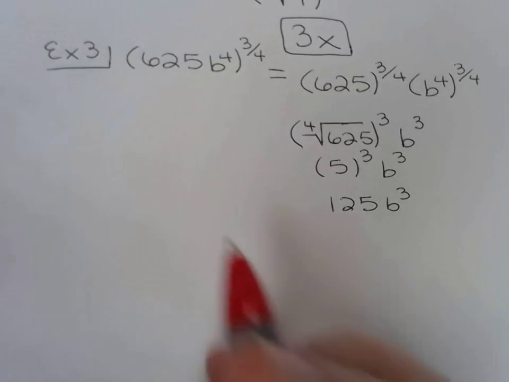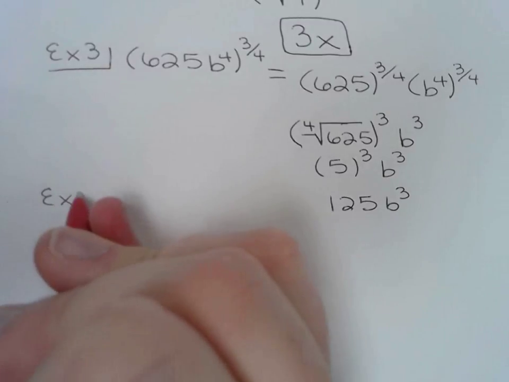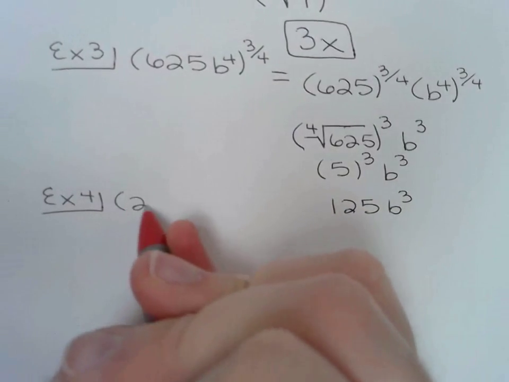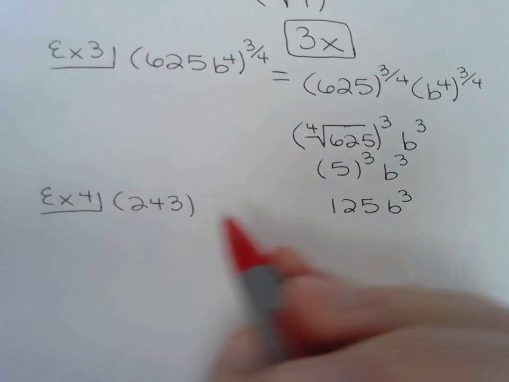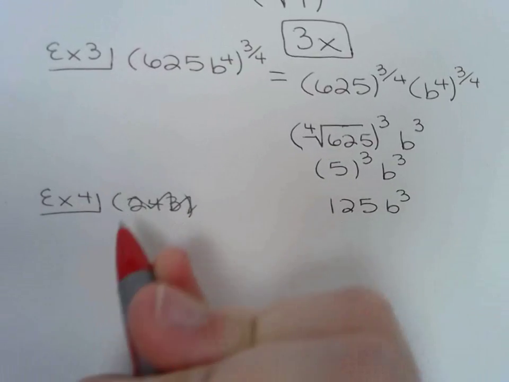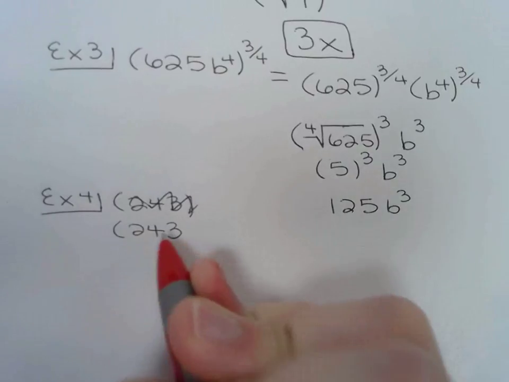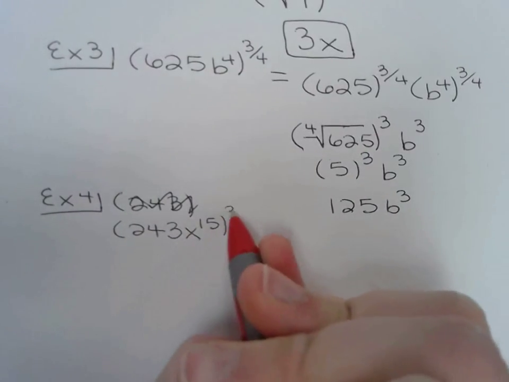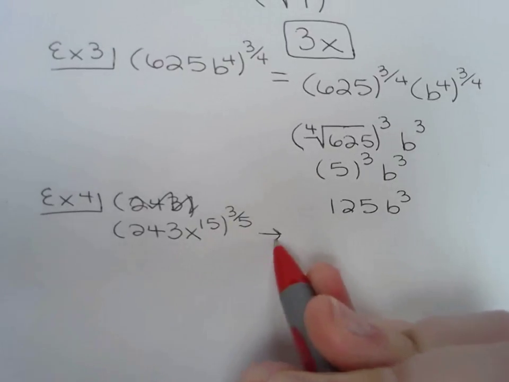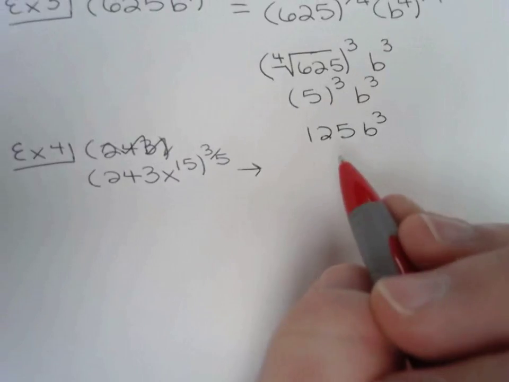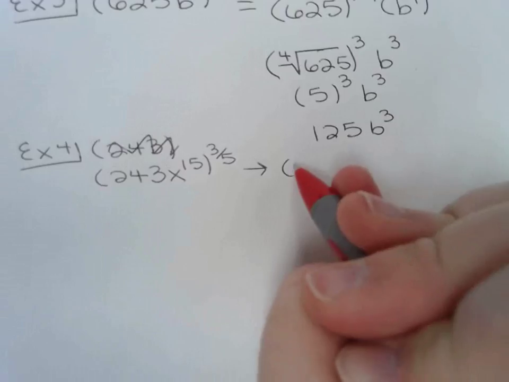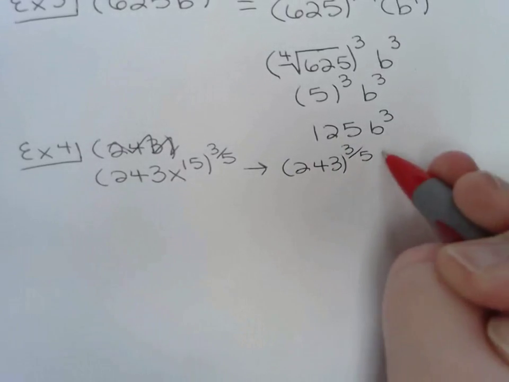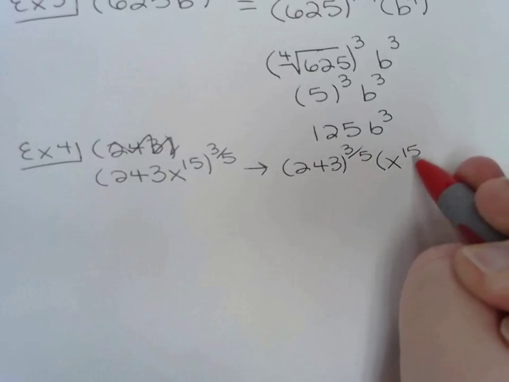Let's look at one like this. 243. Sorry, I put the parenthesis too soon. 243 x to the 15th to the 3/5 power. So you can go ahead and split it up to each one. So 243 to the 3/5 and x to the 15th to the 3/5.